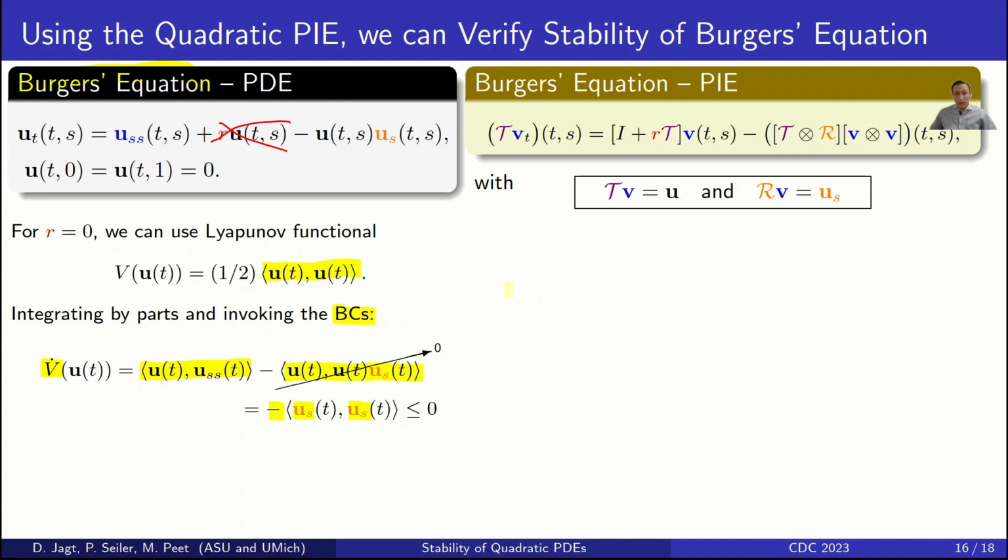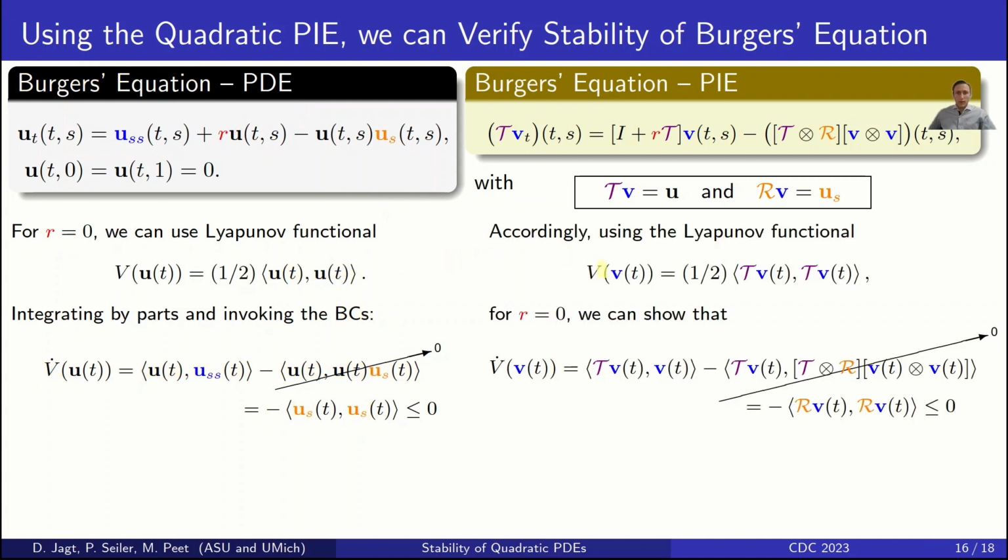Now, of course, we would like for the SOS framework to be able to replicate this result. And indeed, if we consider this same Lyapunov function, now expressed in terms of the fundamental state, where we note that T applied to the fundamental state just returns the PDE state U, then we can show that the temporal derivative of this function along solutions to the PI takes this form using these two terms, where again the second term drops out. We can express the first term using the inner product of RV with itself.